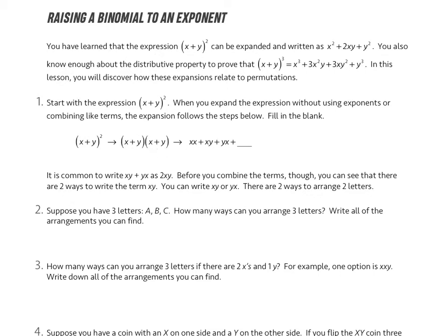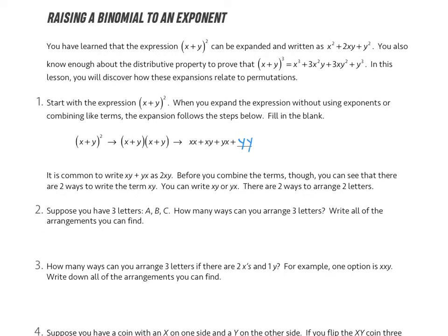x times x is xx. x times y is xy. y times x is yx. And finally, y times y is yy. It is common to write xy plus yx as 2xy. If you put these two terms in alphabetical order, this can be written as xy. So you have xy plus xy, which is two of them, 2xy. Before you combine the terms, though, you can see that there are two ways to write the term xy. You can write xy or yx. There are two ways to arrange two letters.